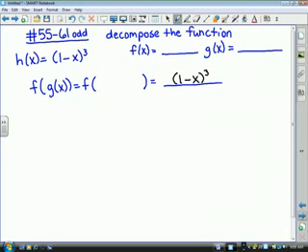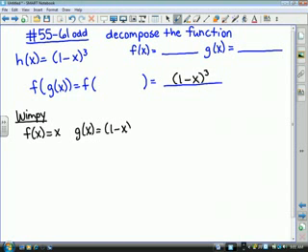Okay, so here's the wimpy answer. I'm going to say f of x is x, and g of x is 1 minus x quantity cubed. So here's how this is wimpy. If those are my answers, here's what I should be able to do. I should be able to do f of g of x. Let's work it out. Alright, so I'm going to do f of 1 minus x cubed.